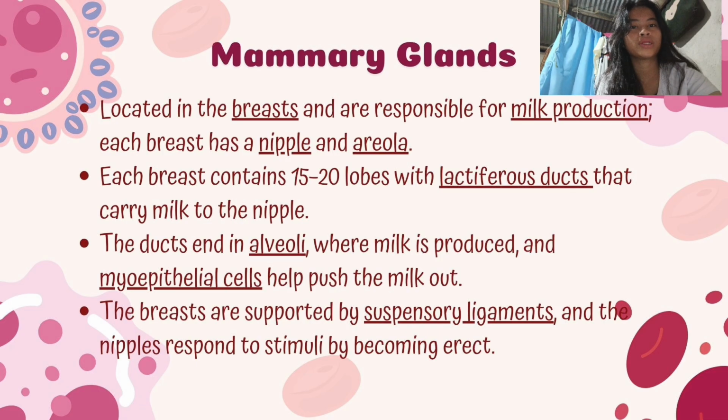shape and support. The nipple becomes erect in response to touch, temperature, or emotional stimuli, helping the baby latch during breastfeeding. Again, the main function of the mammary glands is milk production, and they are located in the breast.